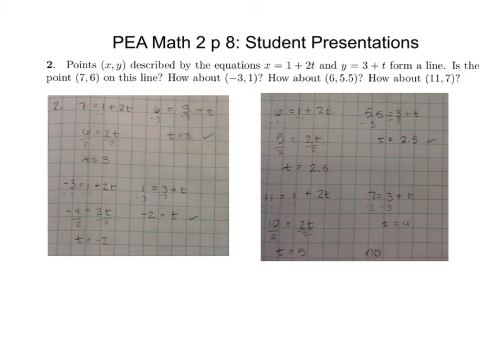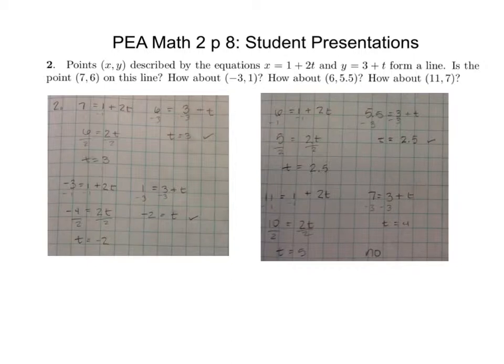Alright, so points x, y described by the equations x equals 1 plus 2t and y equals 3 plus t form a line. Is the point 7, 6 on this line? How about negative 3, 1, 6, 5.5, or 11, 7?